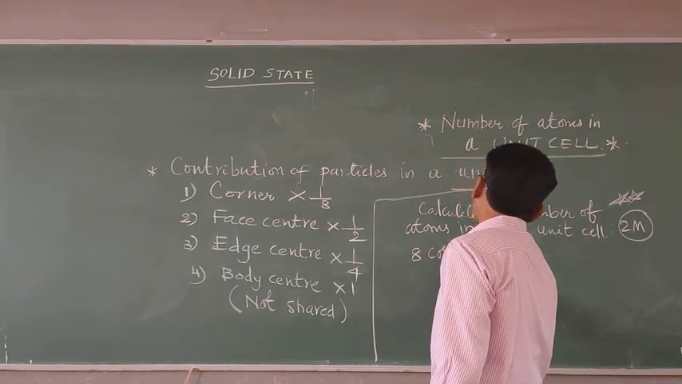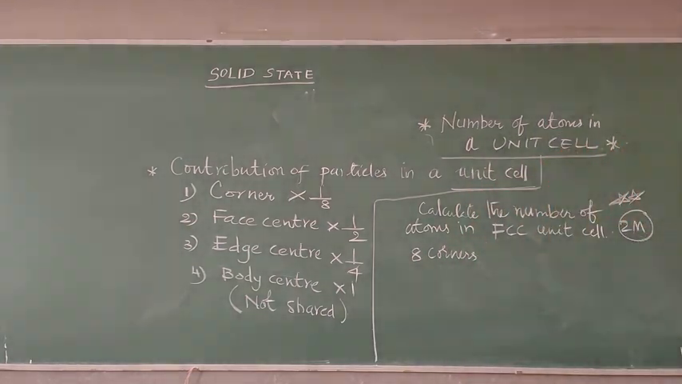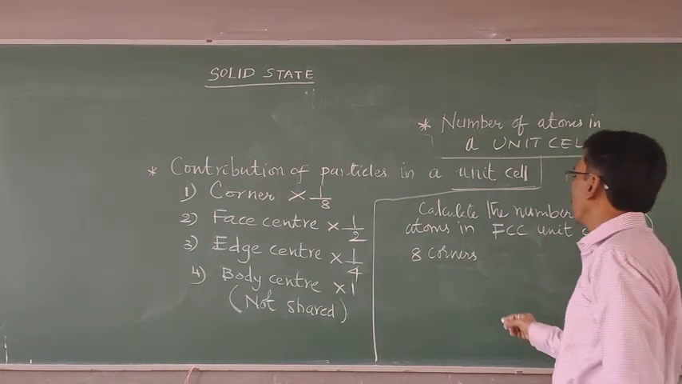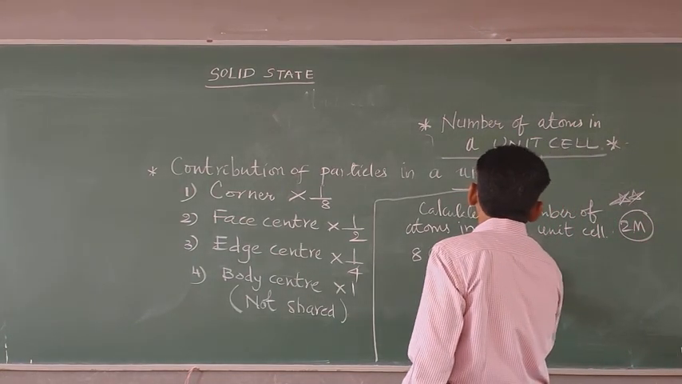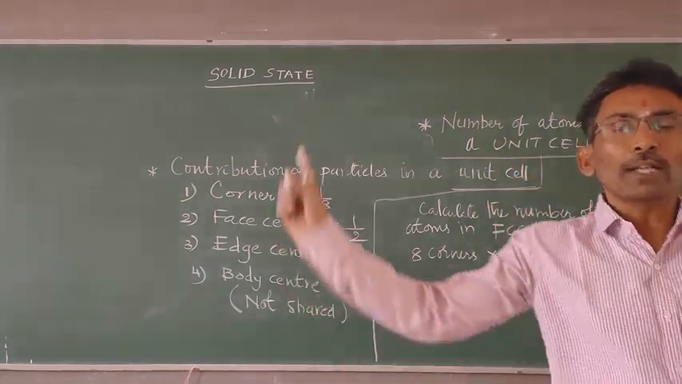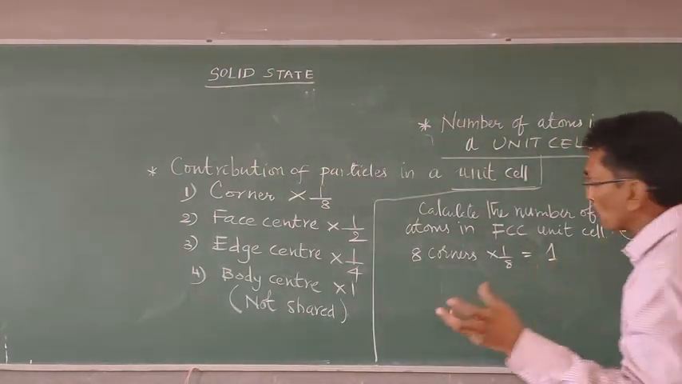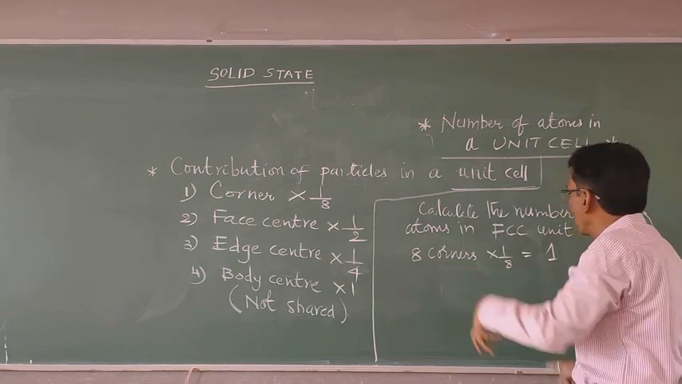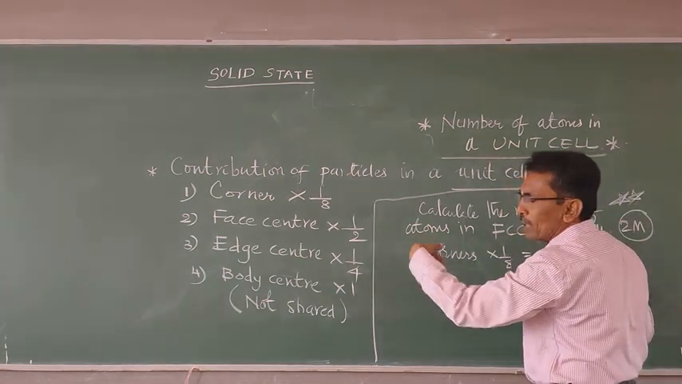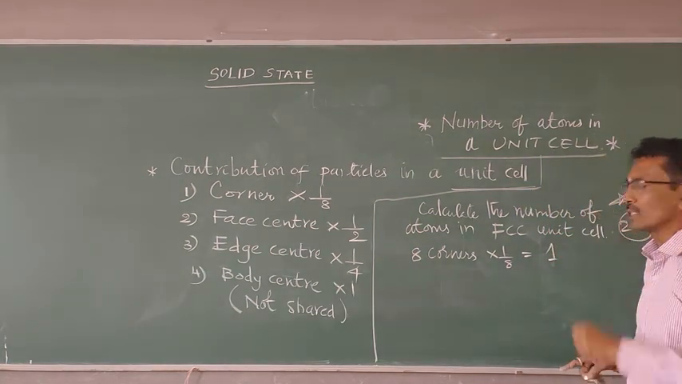8 corners. Each corner is with 1/8 part. So 1/8 part into 8 corners, 8 corners into 1/8 is equal to only 1 particle. If the particles are occupying all the corners of a cube, how much portion is belonging to this unit cell? 1. While particles are 8, after sharing with the neighboring unit cells, at 8 corners, now only one particle results.